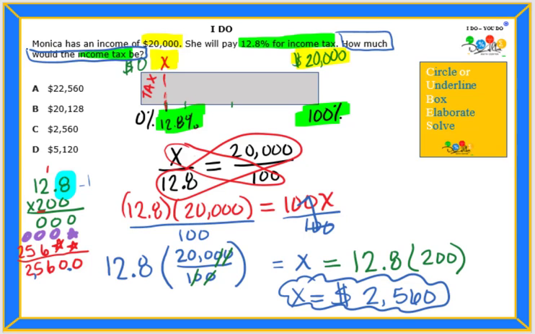Does that match our estimate? Yes, it does, right? It matches the estimate that we made with our benchmarks. So learning your benchmarks and how it represents the money amount is good practice. All right, so we're going to go ahead and circle our answer. $2,560 is Monica's income tax amount.